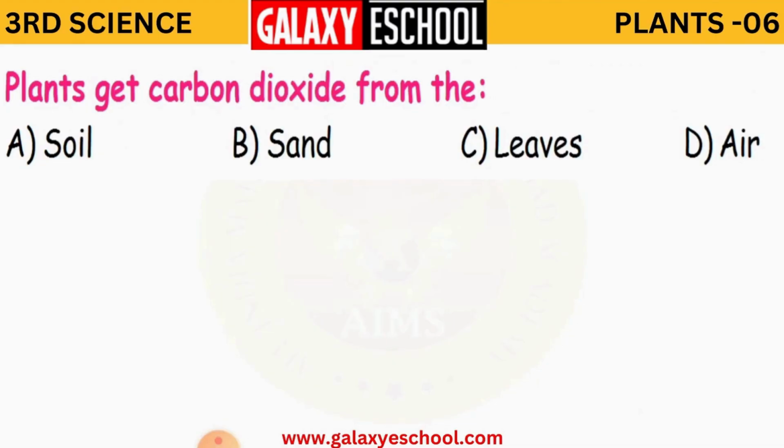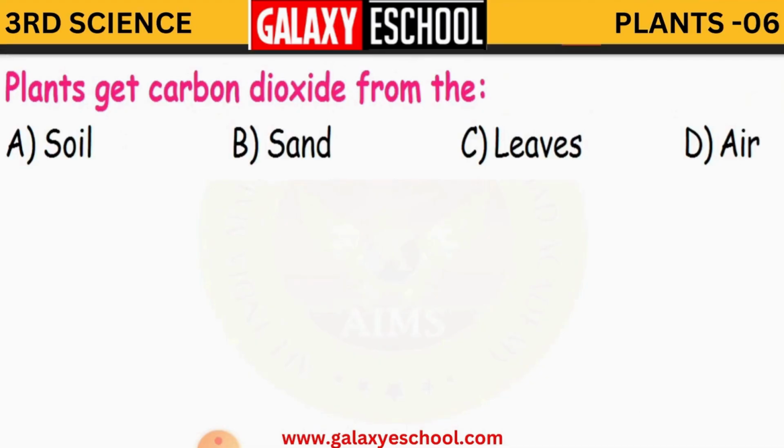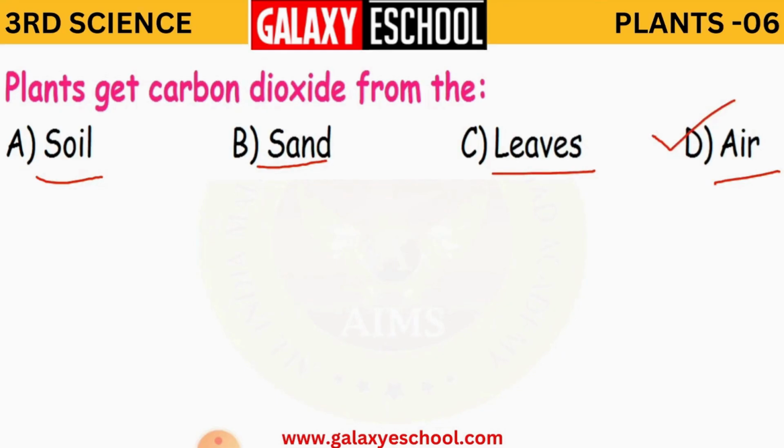So plants, where do they get the carbon dioxide? Whether from the soil, sand, leaves or air. Okay children, where do we have carbon dioxide? We have carbon dioxide in the air. So plants also get carbon dioxide from the air. And D is the correct answer.